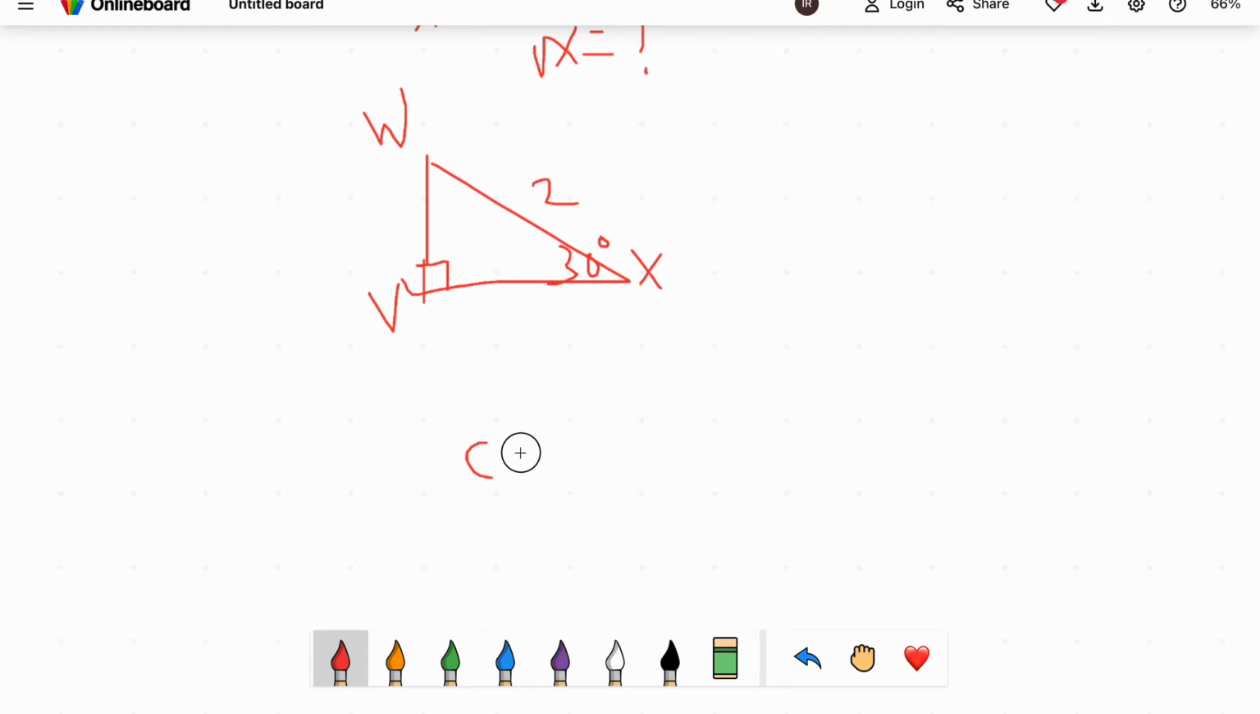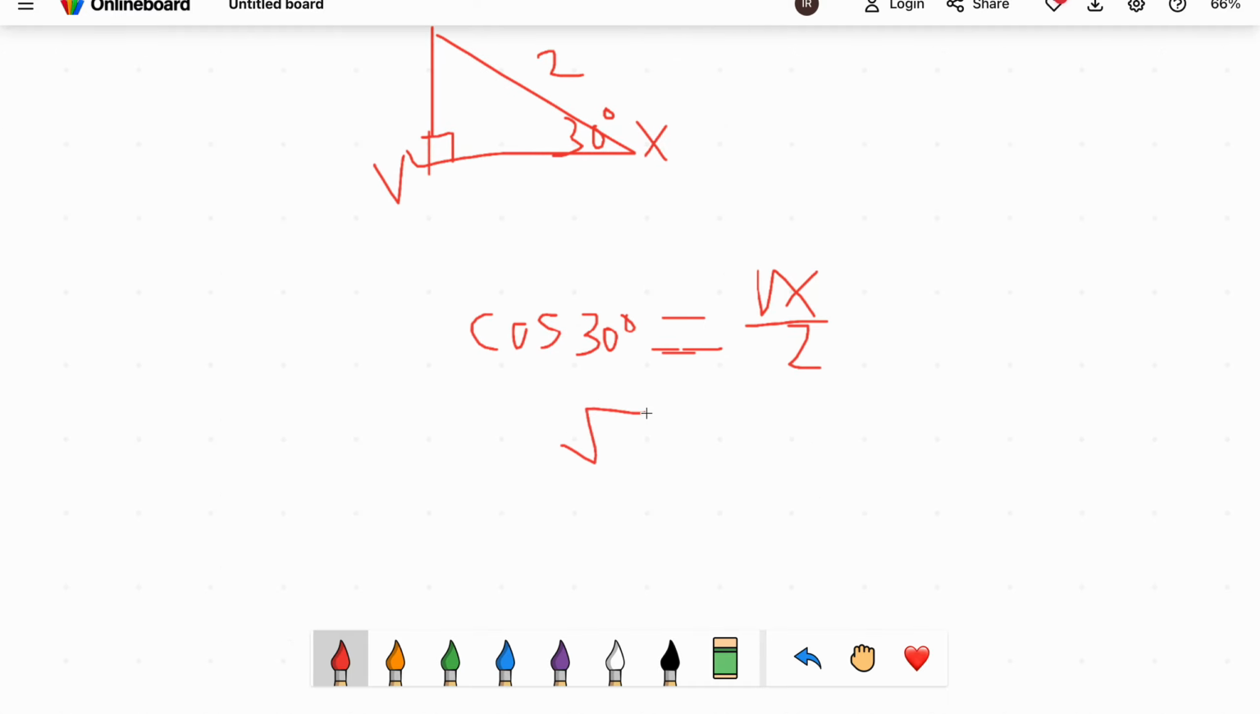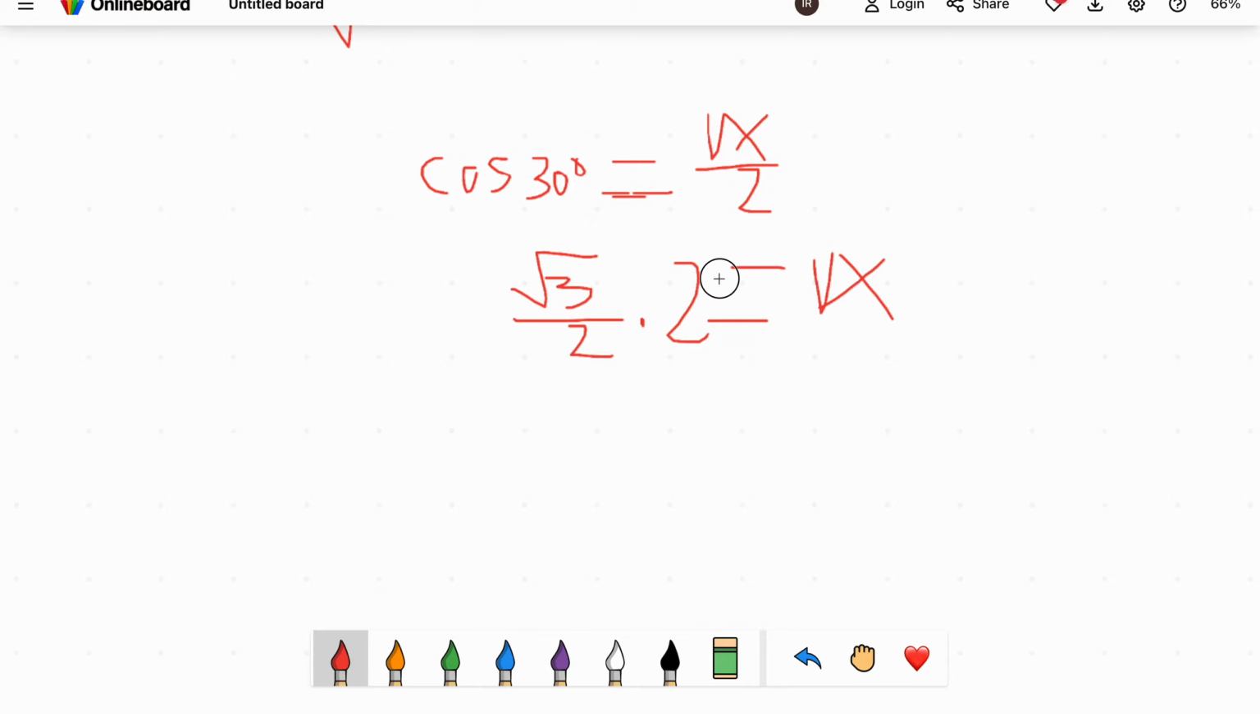So therefore we can do cosine 30 degrees is equal to Vx over 2, and we can multiply by 2 on both sides. So square root of 3 over 2 times 2, which is cosine 30 degrees multiplied by 2, in order to get Vx. And how did I get times 2? So times 2 here, and this cancels, then times 2. So now this and this cancel. Square root of 3 is equal to Vx.